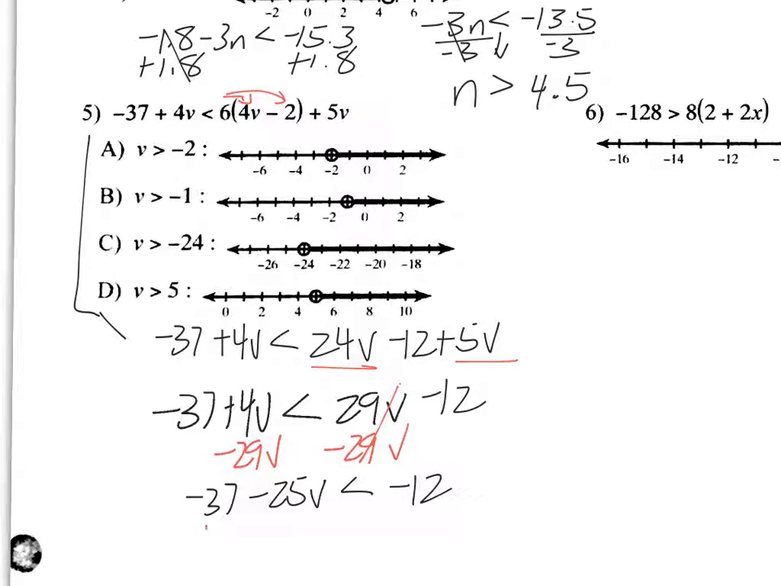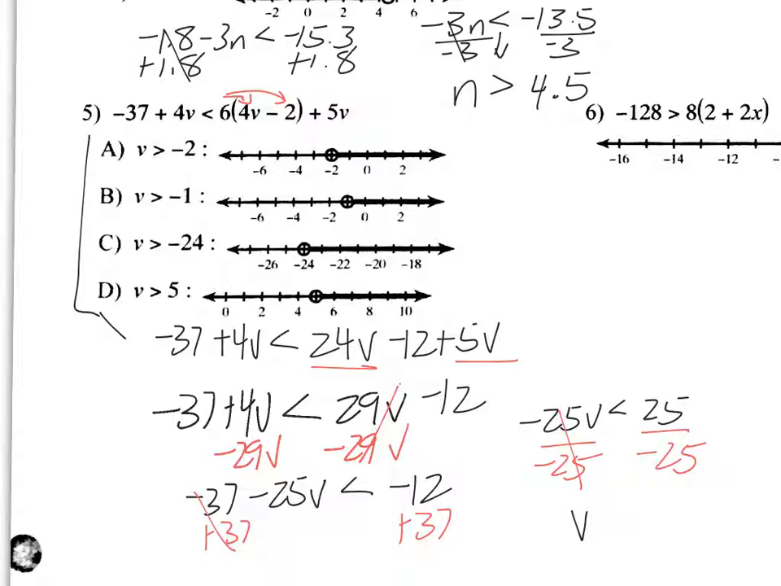Then I'm going to add 37. So that's negative 25v is less than 25. Then I divide by a negative. Since I'm dividing by a negative, remember the rule is you have to flip your inequality symbol. So that becomes greater than negative 1. v is greater than negative 1, which would be choice B.